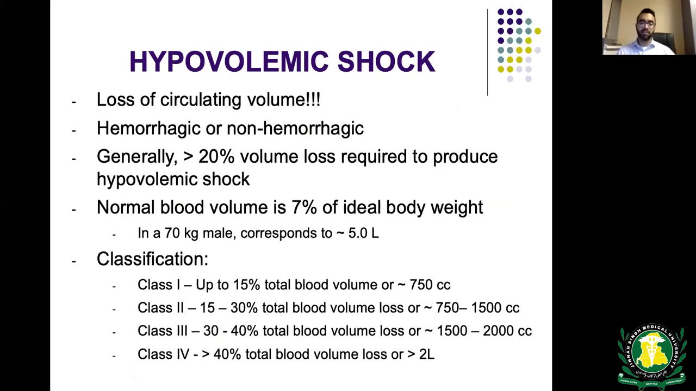Class 2 is 15 to 30%, or 750 to 1500 cc. Class 3 is 30 to 40% blood volume loss, or 1500 to 2 liters. Or class 4 is greater than 40%. These are some of the numbers that you just have to remember. And even now, I just took my general surgery boards earlier this year, and they were still asking these questions. You just have to remember these numbers.